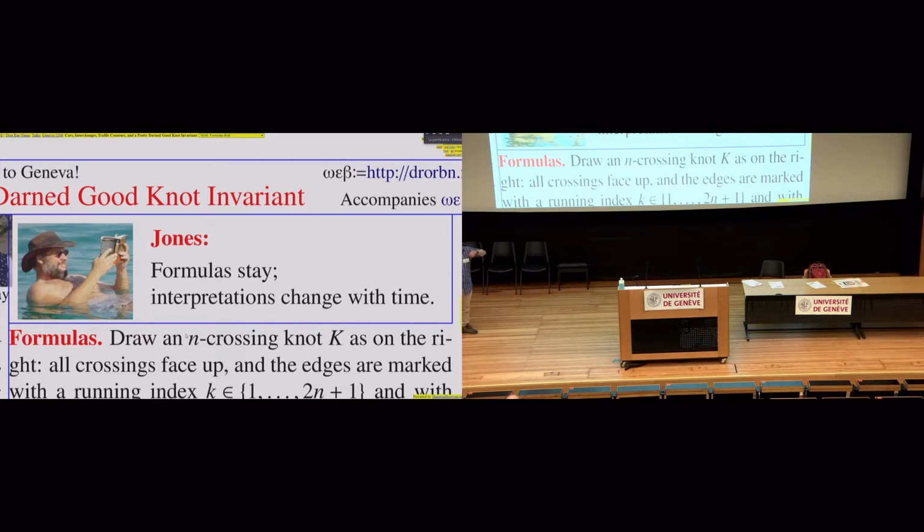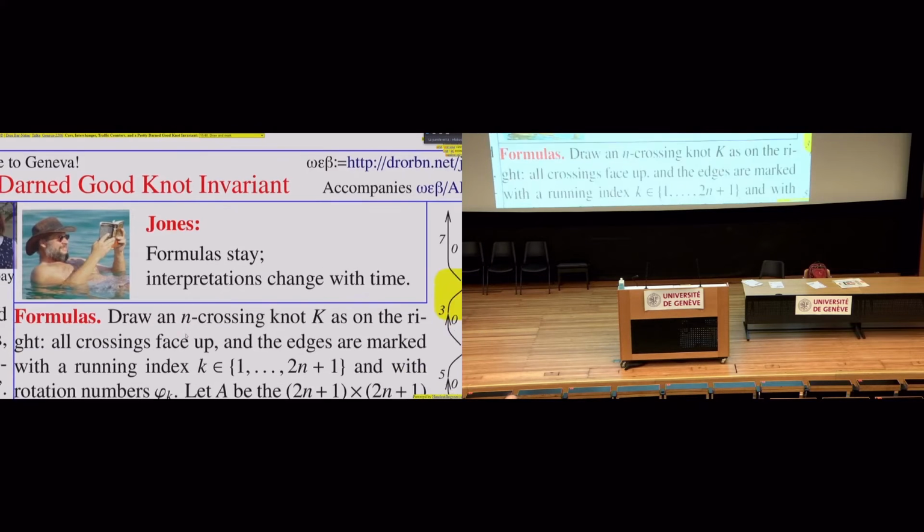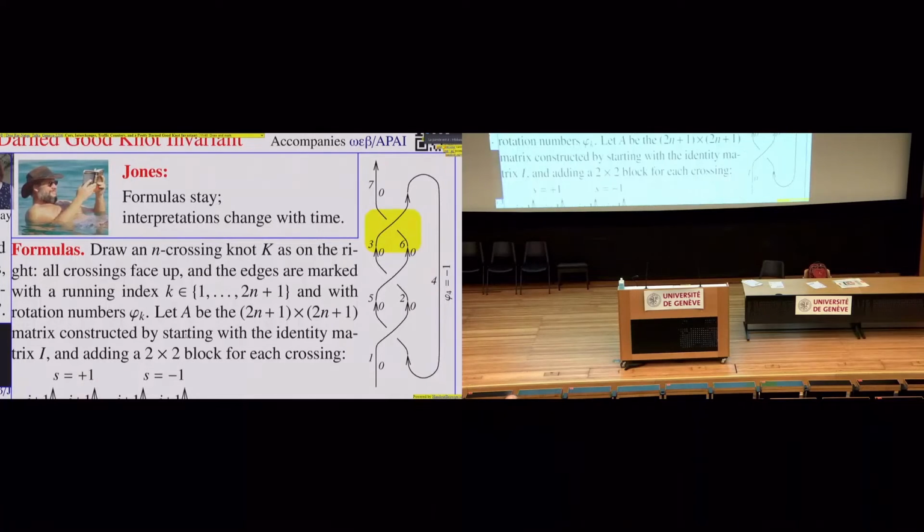Following Vaughan, I want to start with the formulas and then tell you the stories, the context and interpretations and all that, only later. Okay? So, formulas. I want to tell you how to compute this invariant.